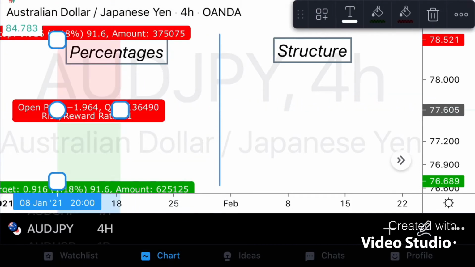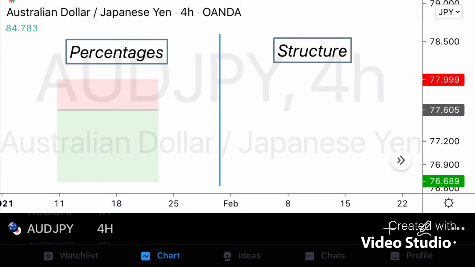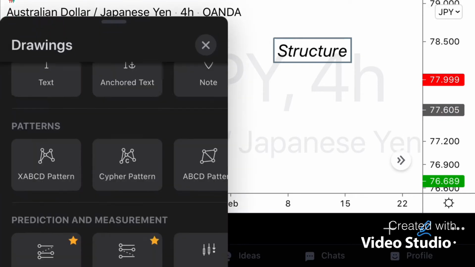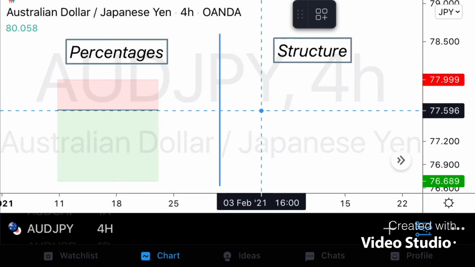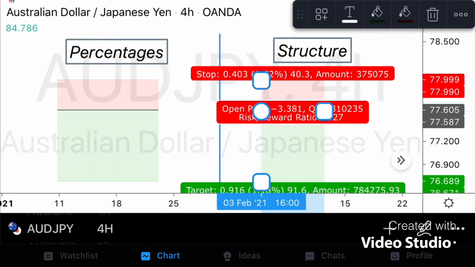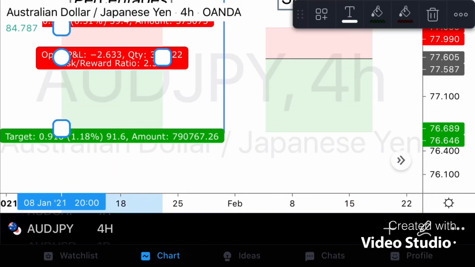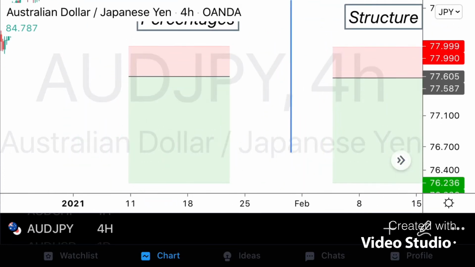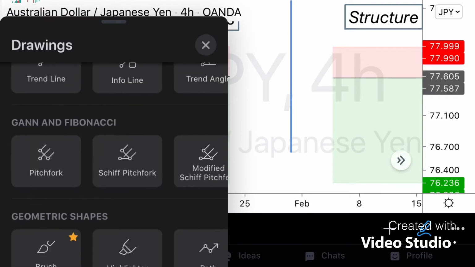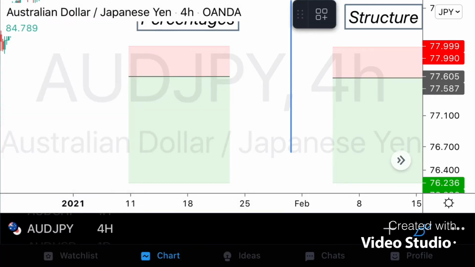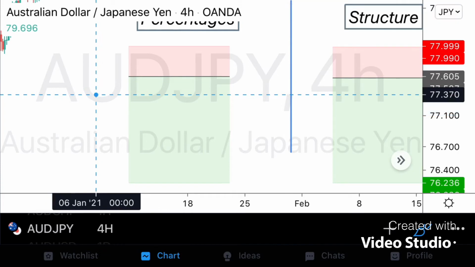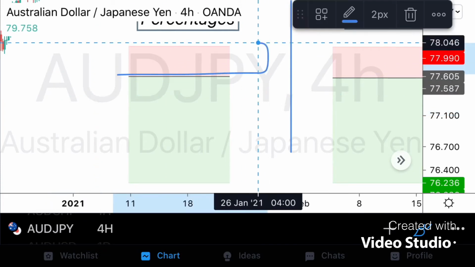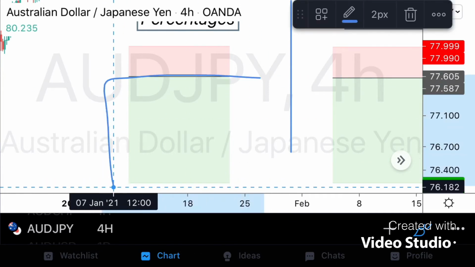I'll just create a hypothetical example here, and then we'll create one on the right hand side as well. Okay, so we'll get into the percentages. Now, how do we manage our trade in terms of percentages? What we know is that normally we try and trade with a good risk to reward ratio, nothing less than 1:3. So what this means is we are risking 1% to make a potential profit of 3% or more.